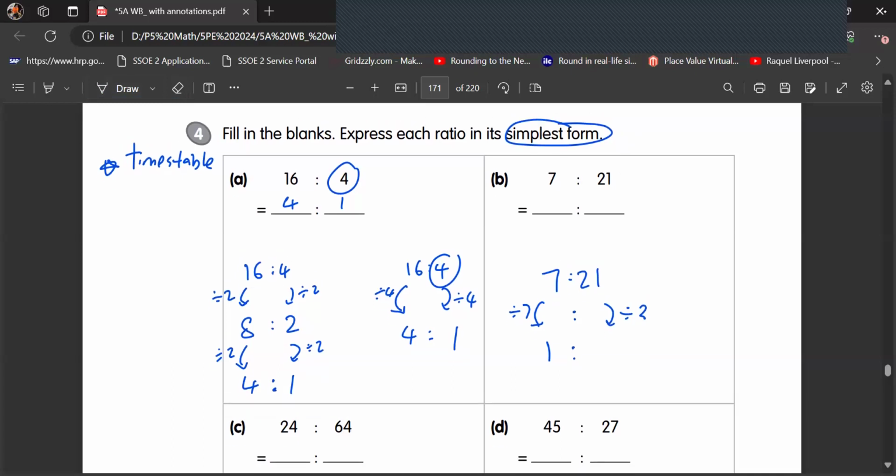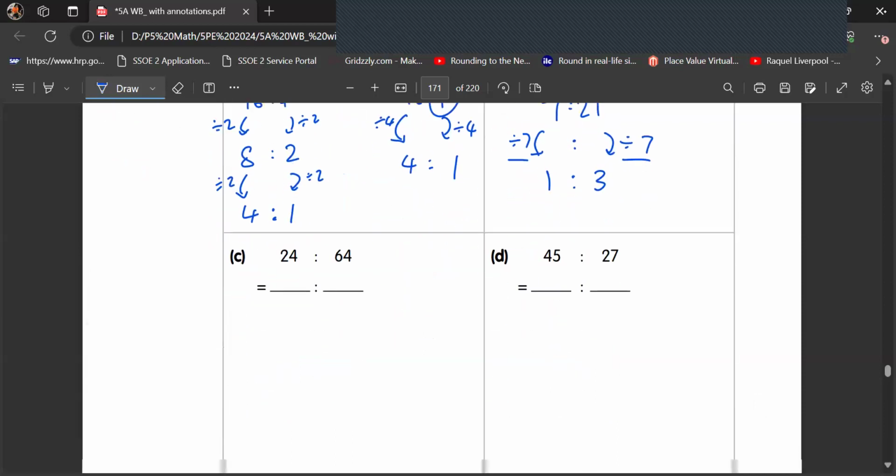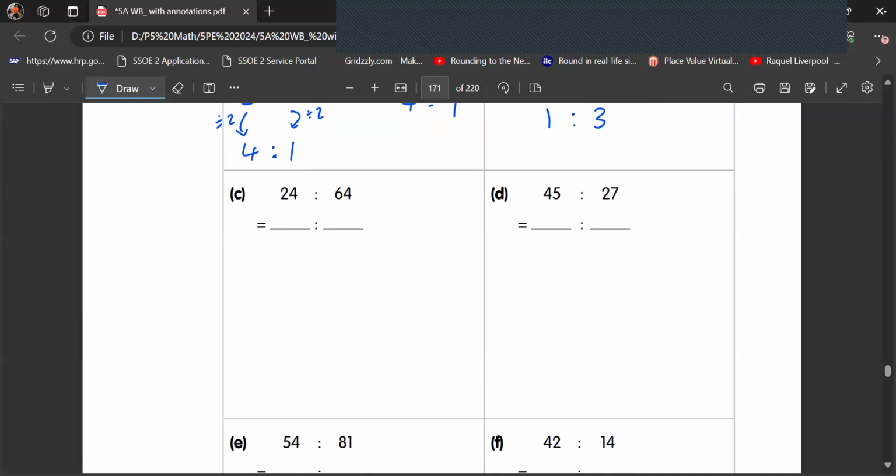So the method is the same as equivalent fractions. It's equal grouping. So I divide both sides of the ratio by the same factor. Because I'm grouping them the same way, so 1 is to 3. Now, let's say the next one, C. 24 to 64.